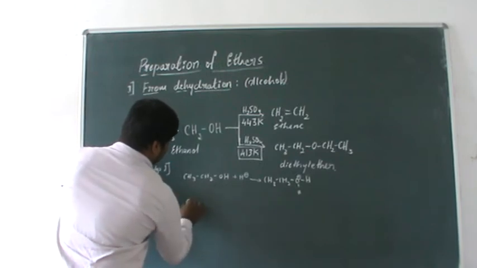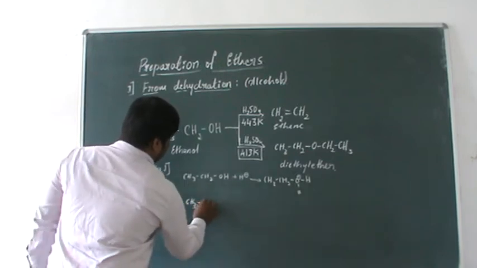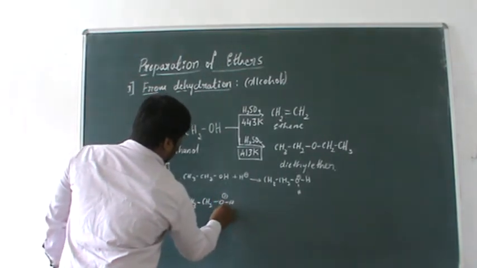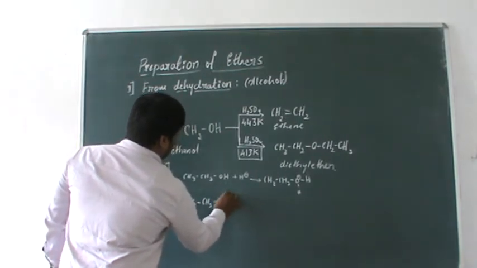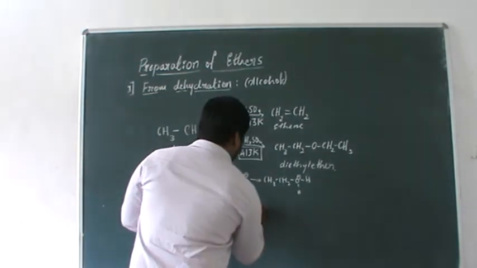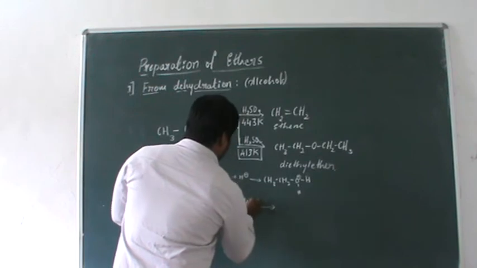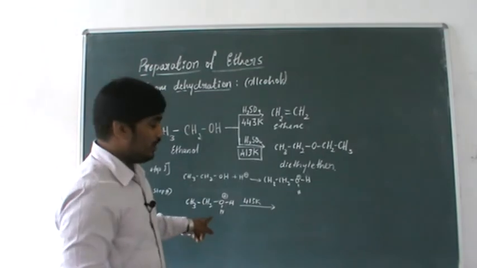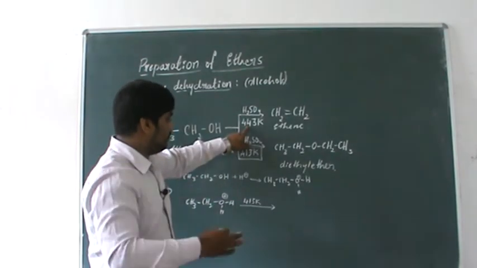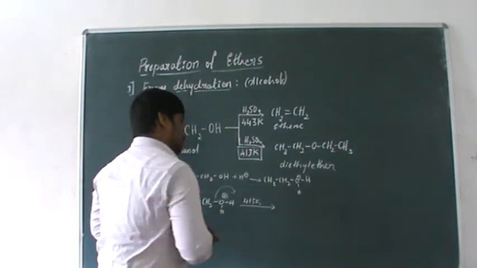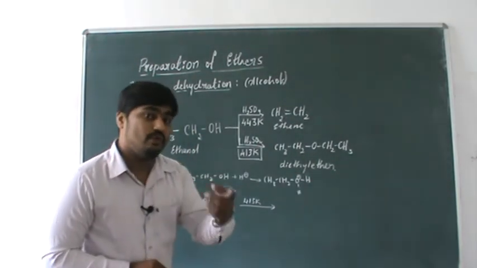CH3 CH2O plus. Don't forget to write the plus sign. Yes, it is protonated alcohol. When it is heated around 413 Kelvin, when we supply excess heat during the reaction, then the water molecule is evaporated.